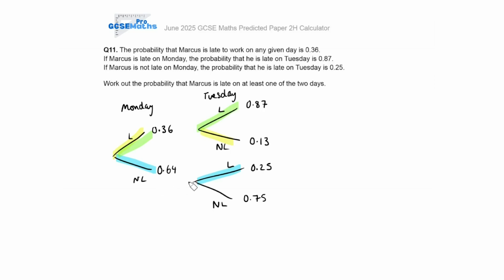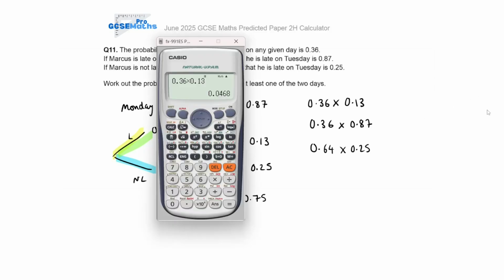So when we're using a probability tree, we always multiply between the branches. So for the yellow option, that would be 0.36 multiplied by 0.13. Then for the green option, that would be 0.36 again, multiplied by 0.87. And the blue option, 0.64, multiplied by 0.25. So let's work them all out. So the first one is 0.0468, the second one is 0.3132, and the third one is 0.16.